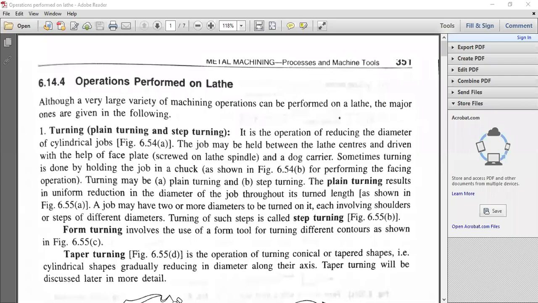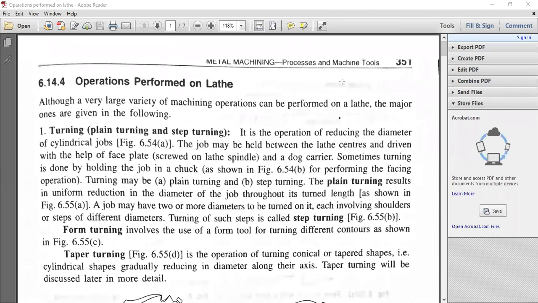Form turning and taper turning also. So we'll try to see what plain turning is. It is the operation of reducing the diameter of cylindrical jobs, and the job must be held between the centers. That is the lathe centers, the headstock center and the live center, and it has to be driven with the help of a faceplate.